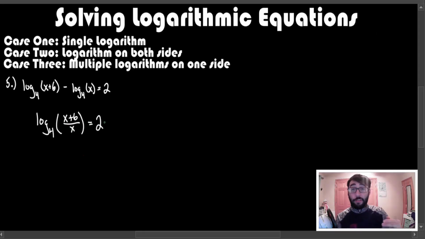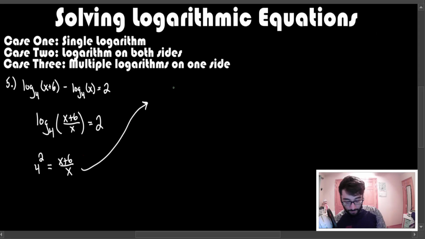And now notice this is actually very similar to our first two examples. We have a single logarithm now. So now we can rewrite this in exponential form. The base for the logarithm is the base for the exponential, and the exponent is going to be 2, so 4 squared is equal to x plus 6 over x. And now we go ahead and solve. Let me move this up here. So this is going to become 16 is equal to x plus 6 over x.